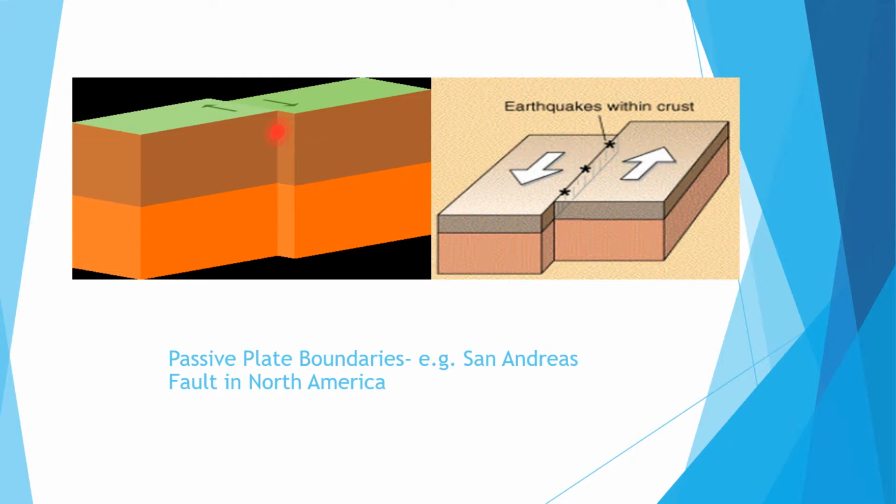And as seen here in the second image, we can see where the earthquakes are occurring between the plates at the exact point where the plates are sliding past one another.